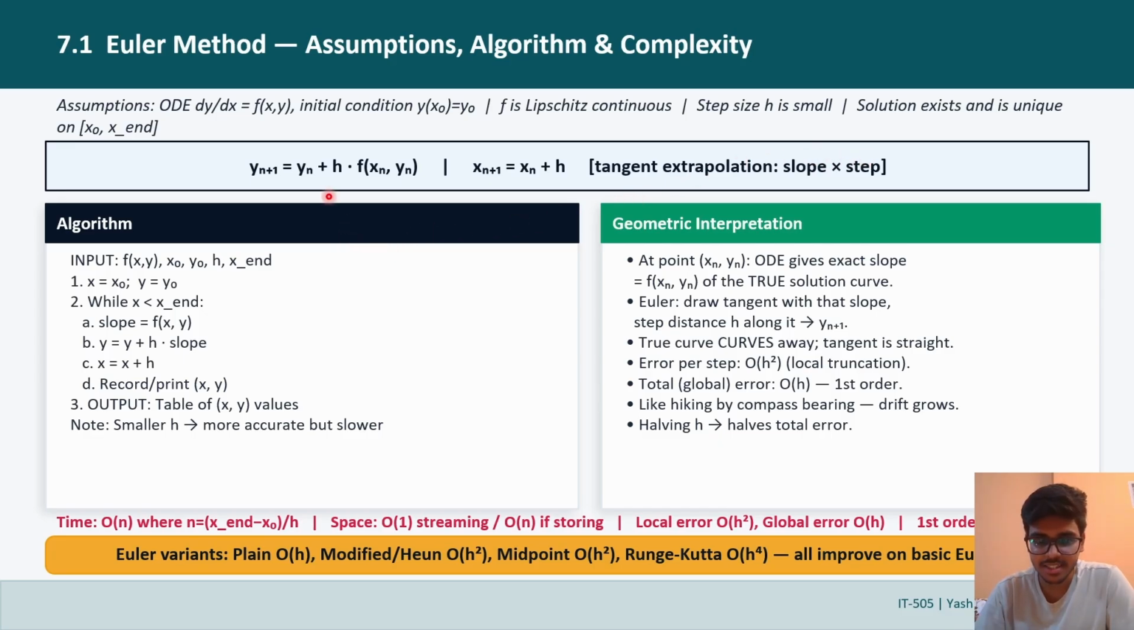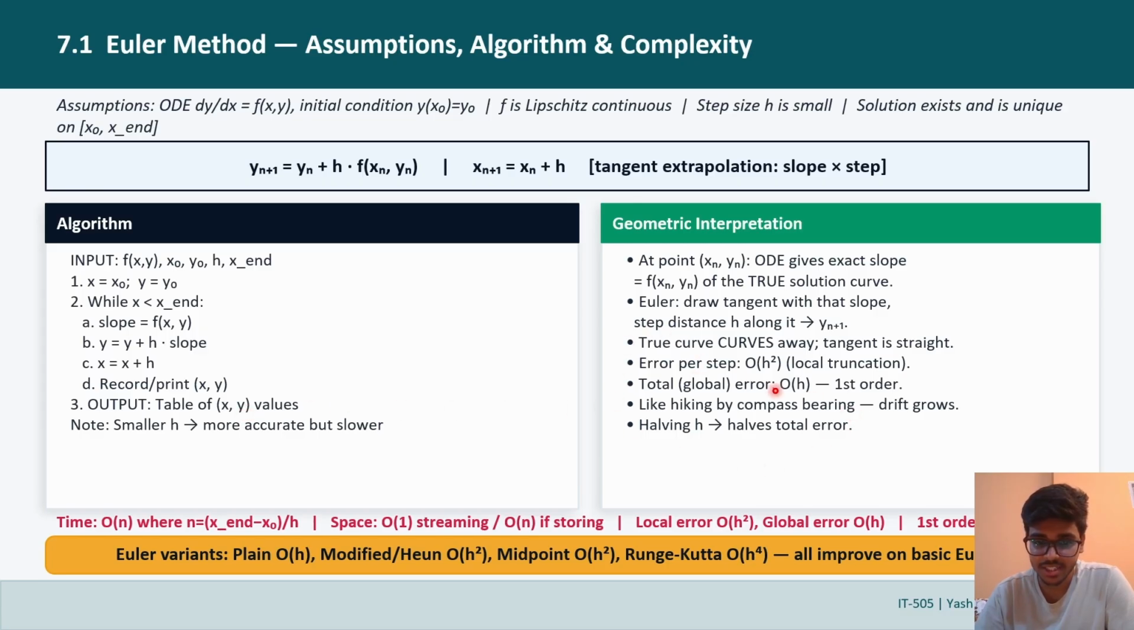The formula states yn plus 1 equals yn plus h times f of xn comma yn. The value advances as xn plus 1 equals xn plus h. The algorithm: set x equal to x naught and y equal to y naught. While x is less than xn, compute the slope as f of x comma y. Update y to y plus h times slope. Update x to x plus h. Record the pair x comma y. Repeat until we reach xn.